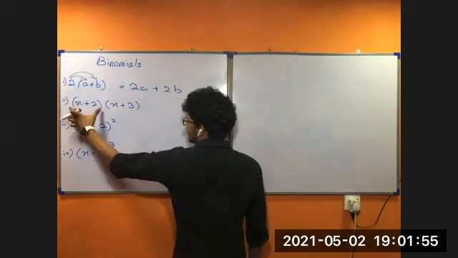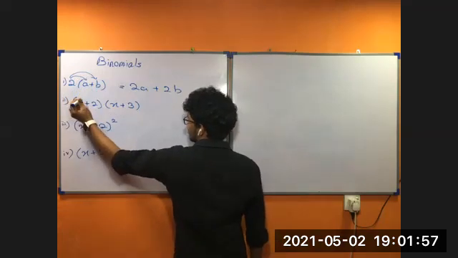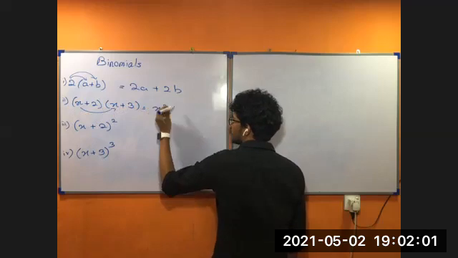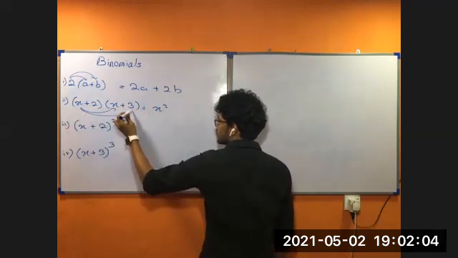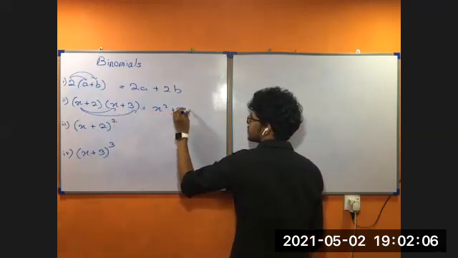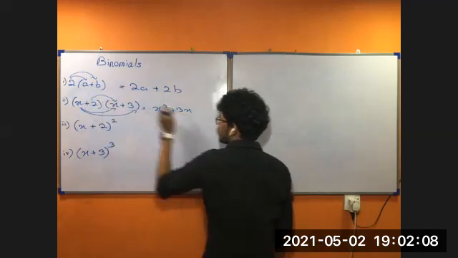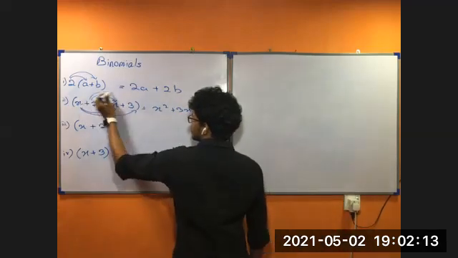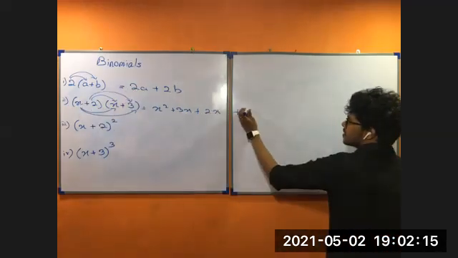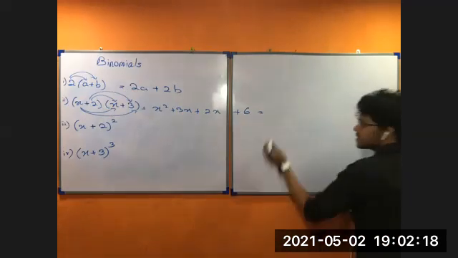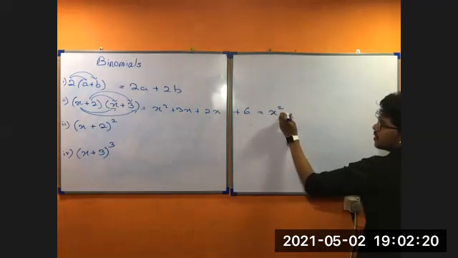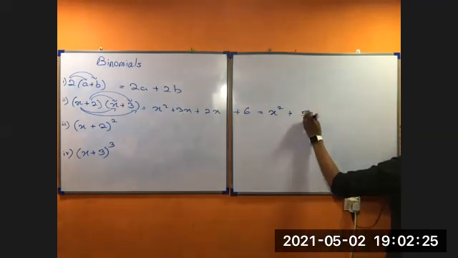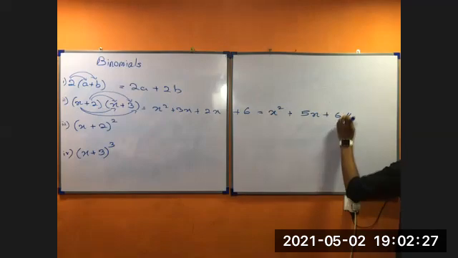Then we have multiples of two binomials. In that case, the first term with the first term gives me x squared. The first term with the second term gives me 3x. This one gives me plus 2x. And at last, it gives me 2 times 3, 6. So if you summarize the answer, you get x squared, and the like terms you can add. So 3x plus 2x is going to give me 5x plus 6.